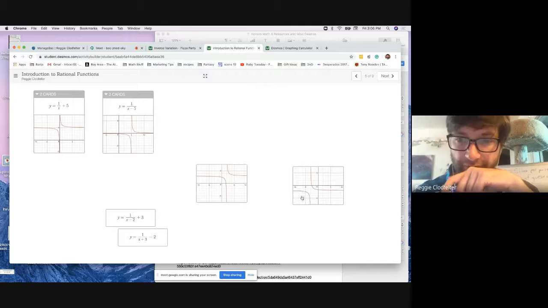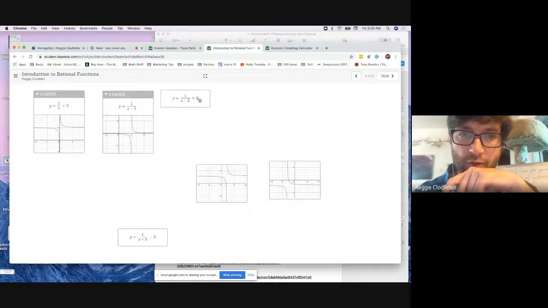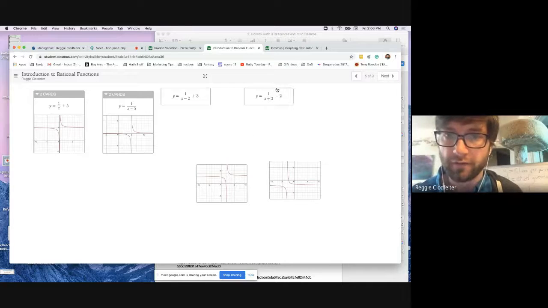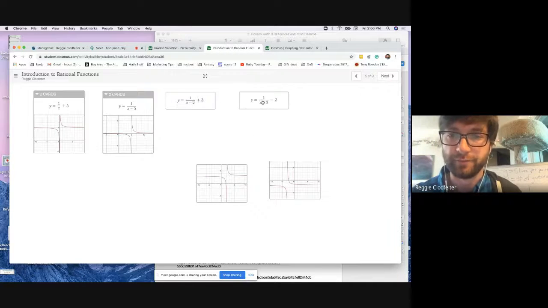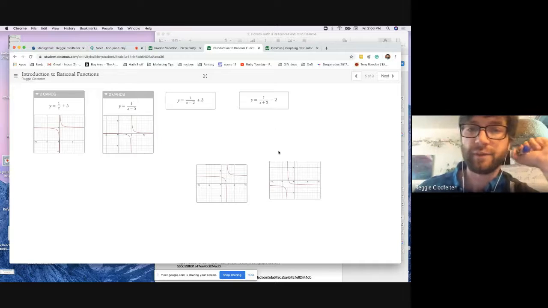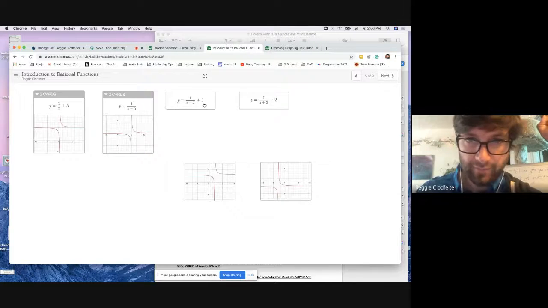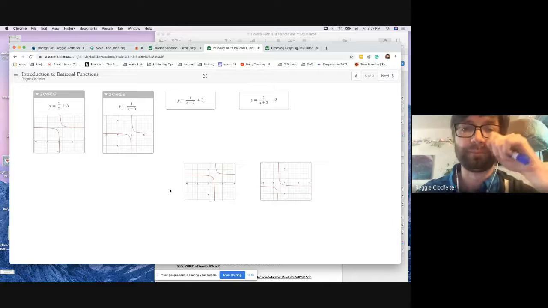And then we have 2 left here. So we've got y equals 1 over x minus 2 plus 3 and 1 over x plus 3 minus 2. So which of these would go to which? Mark, you still there? Yeah. So Mark, remember, addition and subtraction outside of the division expression moves the y value, and inside moves the x value. So which of these graphs would match up to which of these equations?